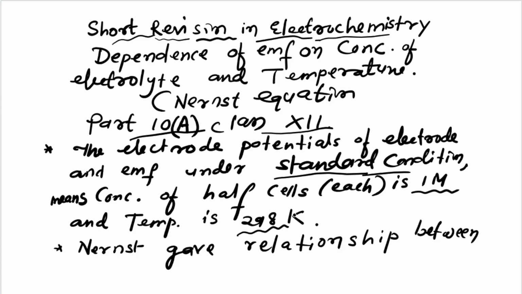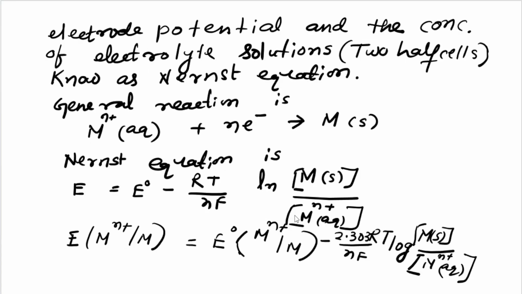So Nernst was a scientist who gave a relationship between the electrode potential and the concentration of the electrolyte solution. For the two half cells, each electrode potential and concentration should be known, and that formula, that equation, is called the Nernst equation.